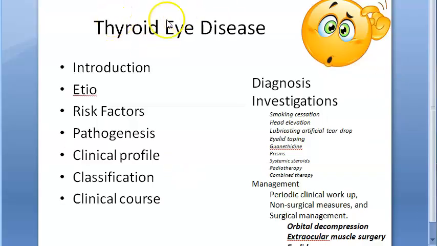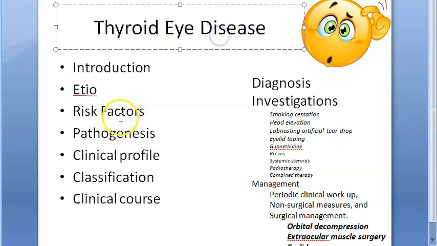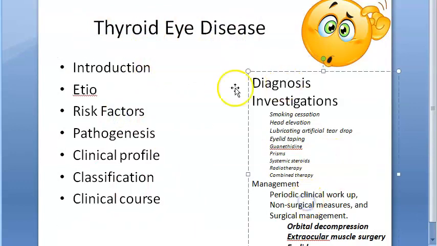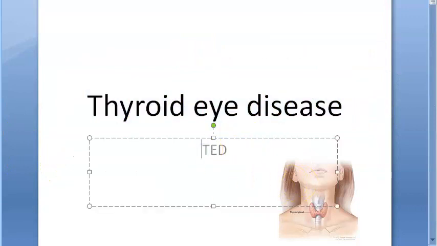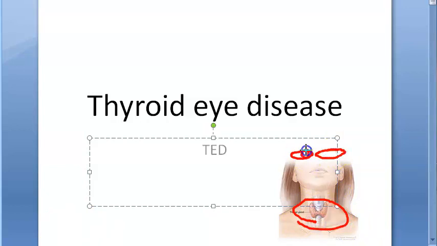Hello people, in this video we want to look at thyroid eye disease. So we will be covering all these things in this video. Thyroid eye disease is also called TED. Where is the thyroid, guys? Yes, it is here. And where are the eyes? Here. So what is this thyroid eye disease?